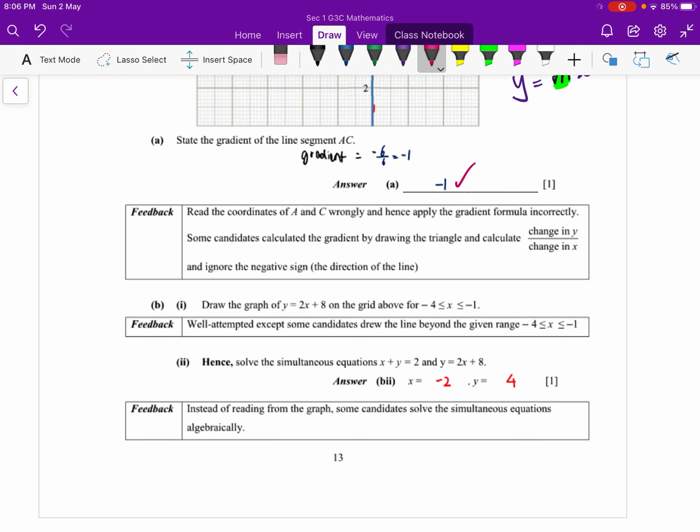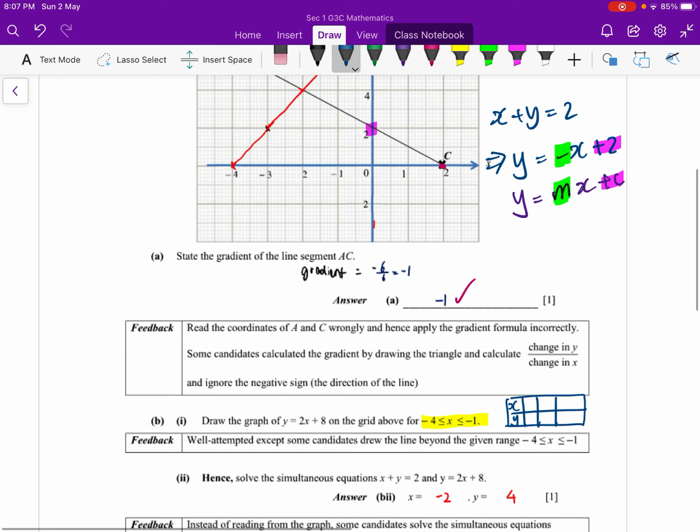Drawing the graph of y equals 2x plus 8 on the grid above. So in this case, they gave you a specific range that you must follow. You cannot draw beyond the range, otherwise there may be marks deducted. And now in this case, y equals 2x plus 8, all you need to do is to draw a table, x and y. Make sure you give at least 3 different values of x, and find the corresponding value of y, plot them.